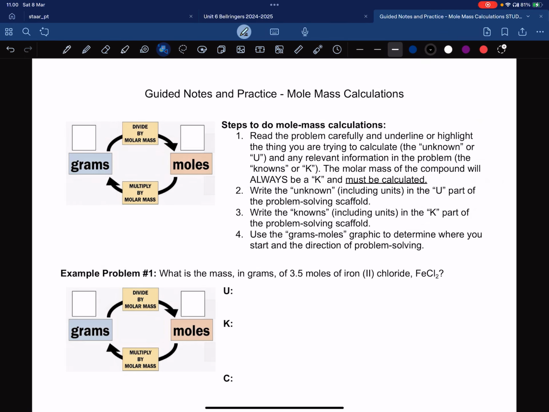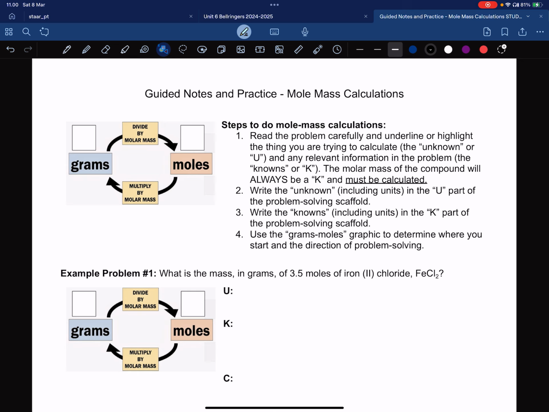So this is the lecture guided notes and practice for mole mass calculations. Remember that when you're watching a video, you don't watch it like you watch a movie or a show on Netflix. You pause the video and you do the things as you go. I go faster when we're doing notes in this way than I would in class because I'm not waiting for people to do things. You need to pause it and do the things before you move on.